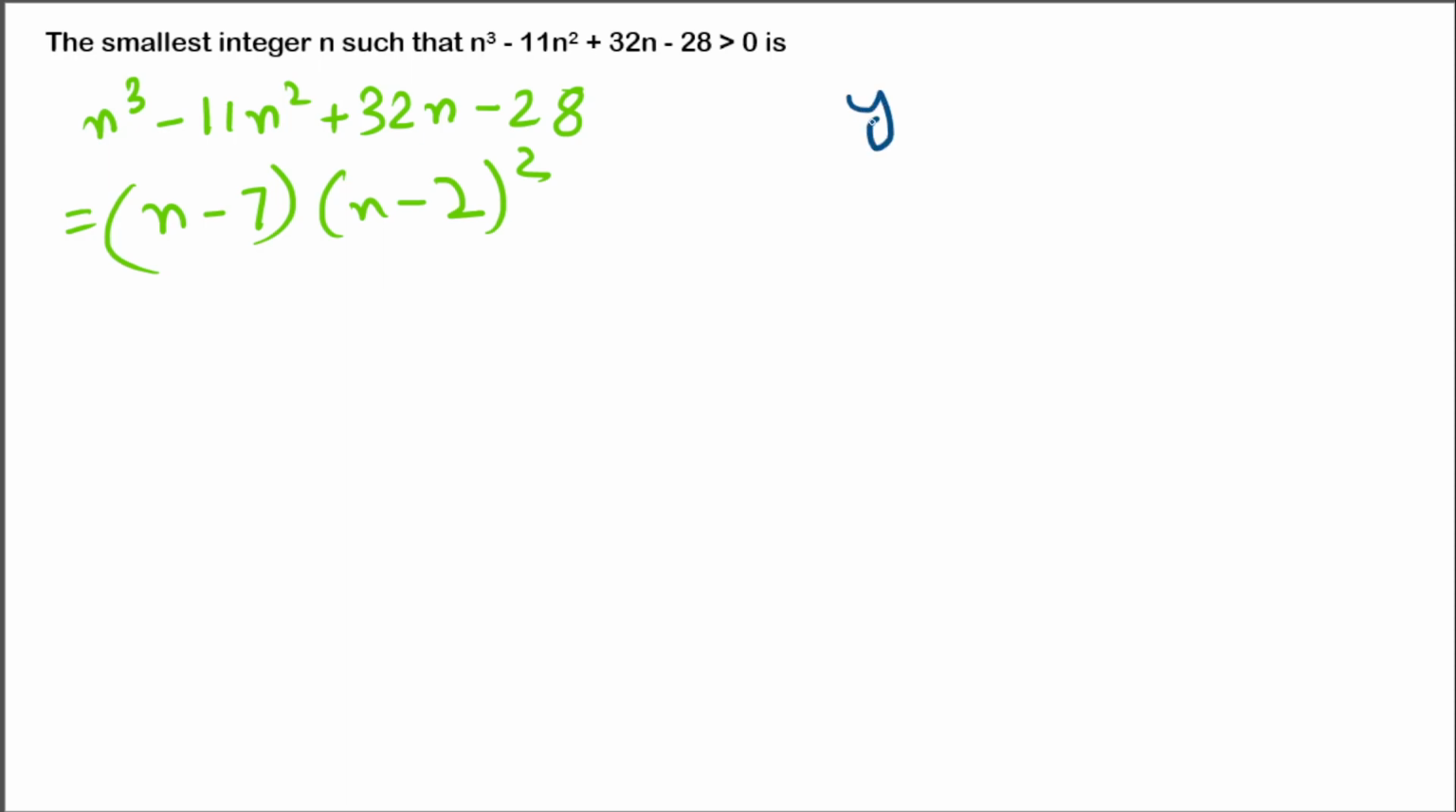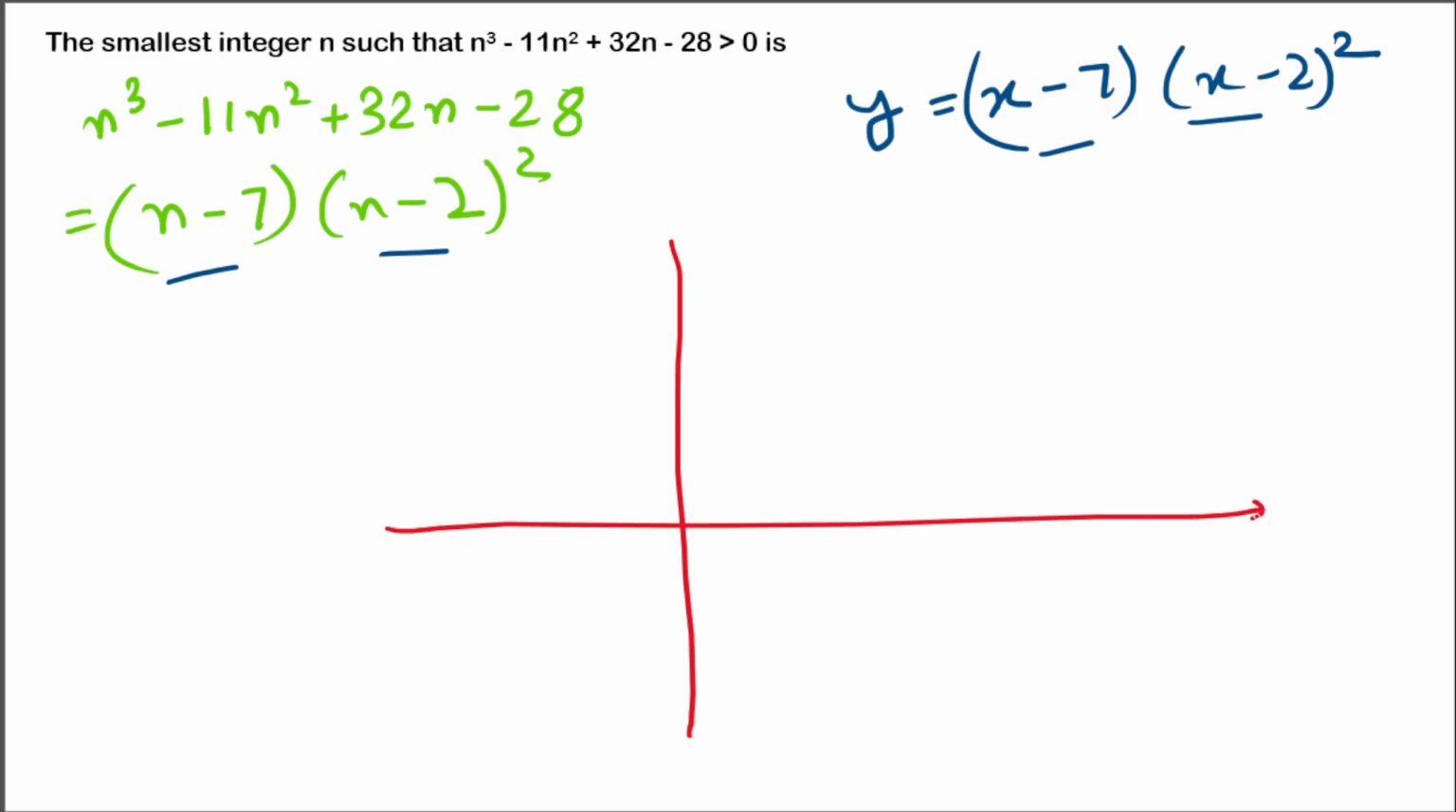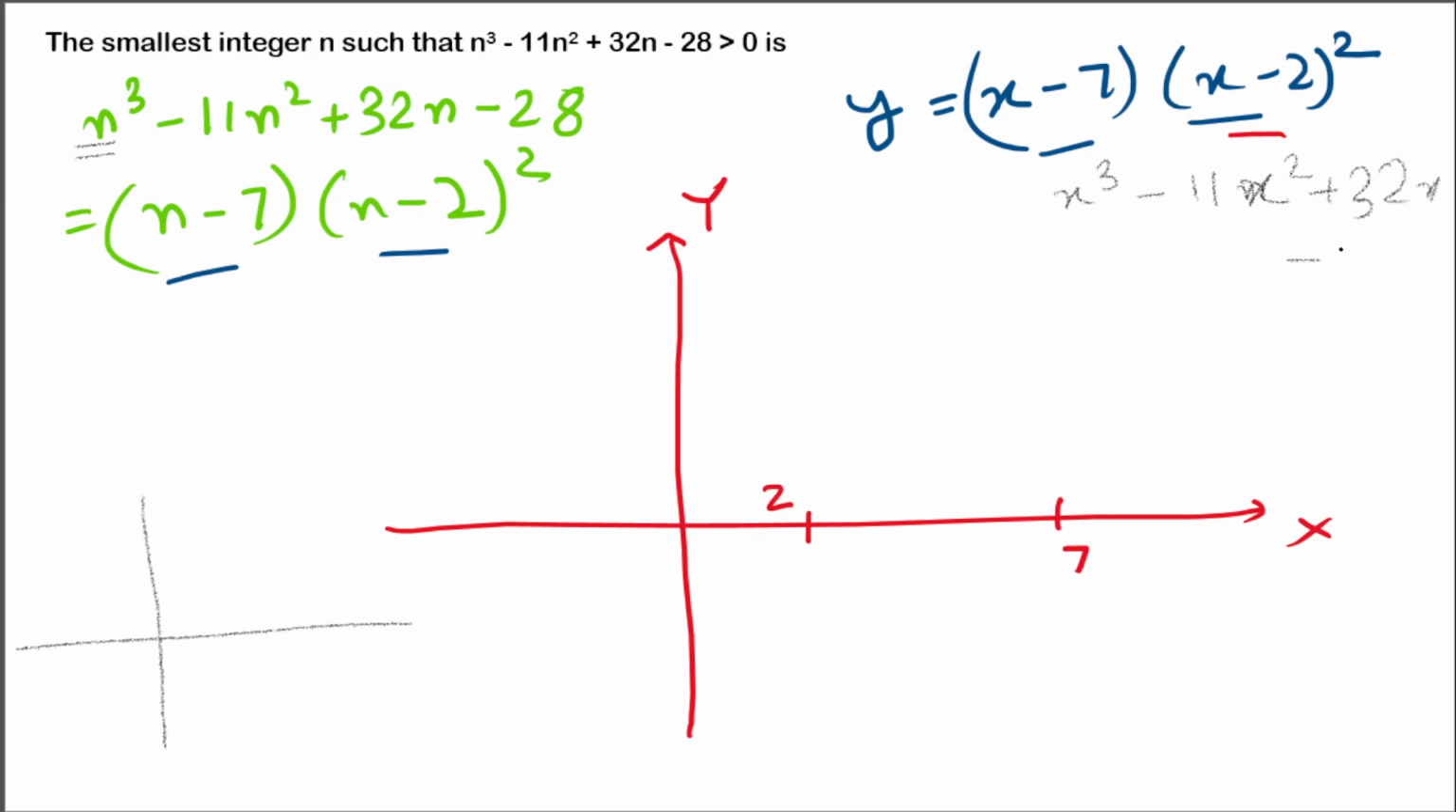Now you consider this equation once. So this is x minus 7 into x minus 2 whole square, right? So what is this equation? Basically this is expressed in terms of x. Now if you have a graph, let us say this is the x-axis, this is the y-axis. Now you see the roots are simply two terms. One is 2, another is 7 somewhere, right? Now how does a graph generally look for a cube term, basically n cube? Here also it will be in terms of x cube. So this is x cube minus 11x square plus 32x minus 28, right?